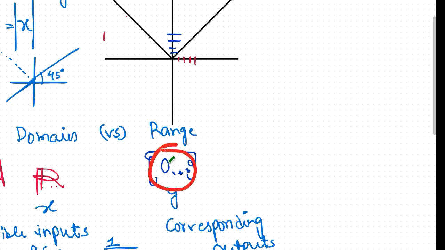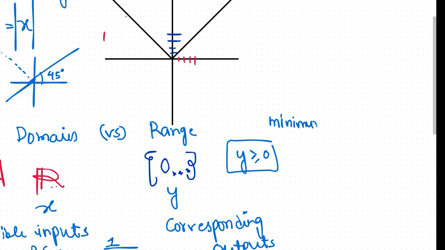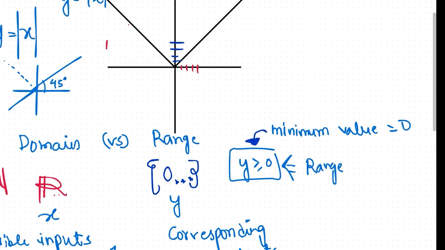It's hard to write every number inside this bracket. It's tedious. So we say y is greater than or equal to 0. It starts from 0, the minimum value. So y greater than or equal to 0 means the minimum value is equal to 0. So the range is y greater than or equal to 0.